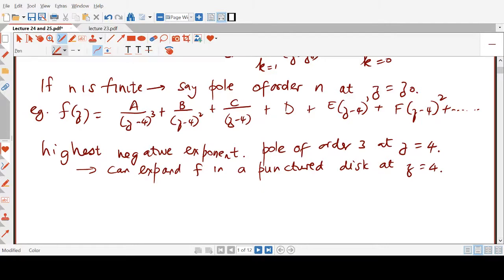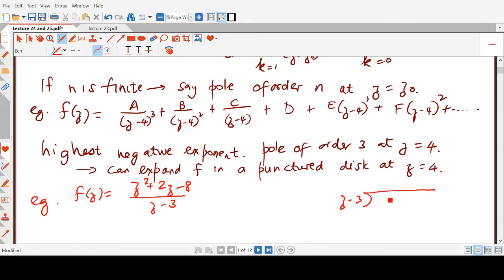Another example I can take, just make an example up: f of z equals (z squared plus 2z minus 8) over (z minus 3). Before we say that it has a pole of order 1 at z equals 3, we must make sure that things can't cancel off, because if the z minus 3 cancels off, it's not a pole. The way to check is to do the long division, unless you can factorize it. But if it's not a quadratic, if it's some long polynomial, you wouldn't know.